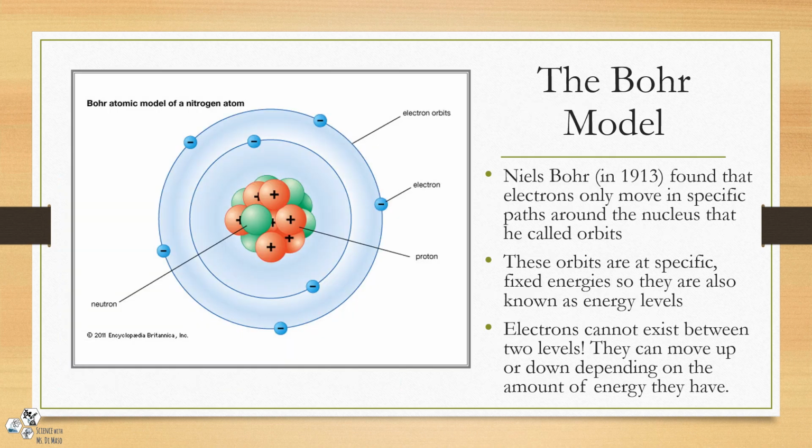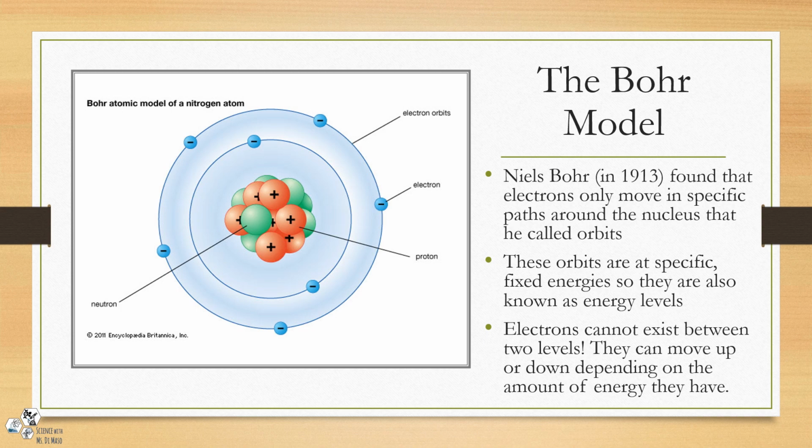So Rutherford's student, Niels Bohr, was the one that ended up finding that electrons move in specific paths around the nucleus. They're called orbits or energy levels. Now, these orbits have very specific energies. So the electrons in the first orbit have a different energy than the electrons in the second orbit. That's why we call them different energy levels.